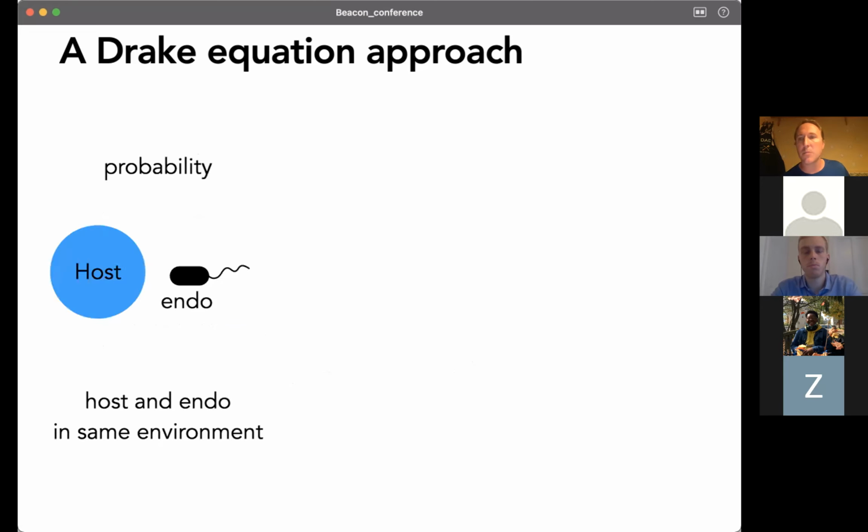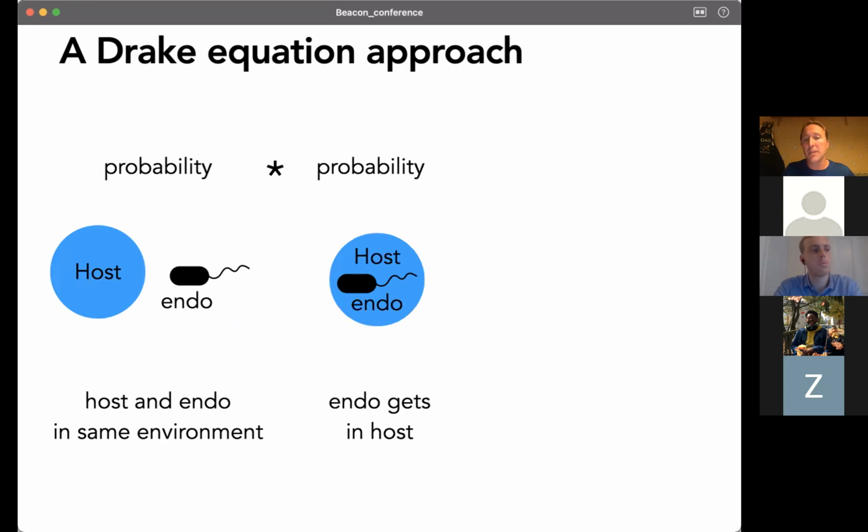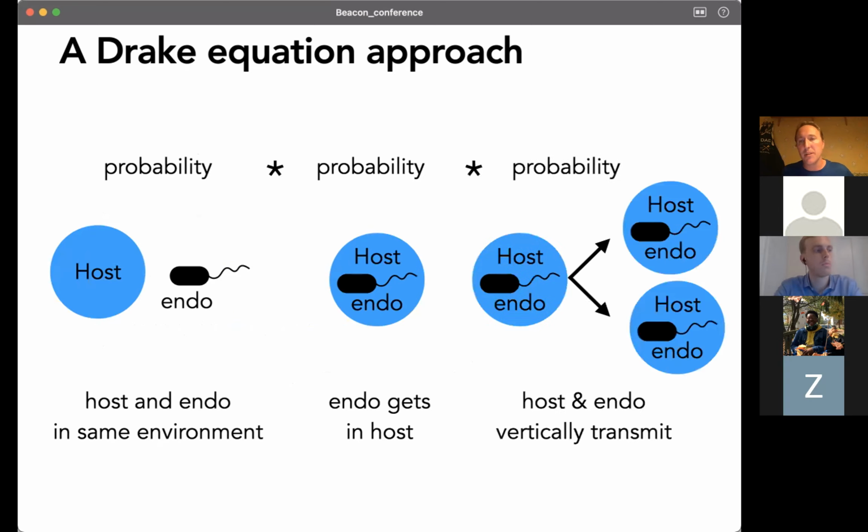So we tried to come up with a Drake equation of our own in some sense, and this is just a first pass. We have some initial probability that there's a host and a future endosymbiont in the same environment. Then, of course, there's some probability that the endo, and endo here is just short for endosymbiont, gets inside the host. And of course, there's some probability that the two of them, the system, can somehow propagate or vertically transmit or produce offspring that can survive for some length of time in the environment.